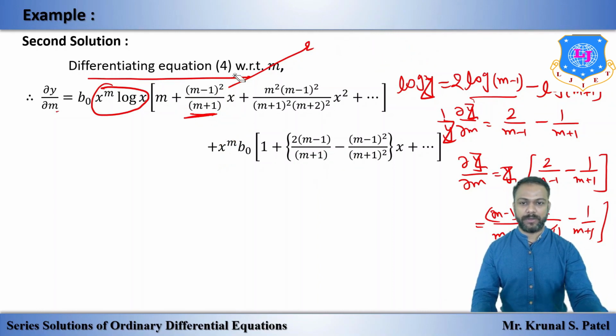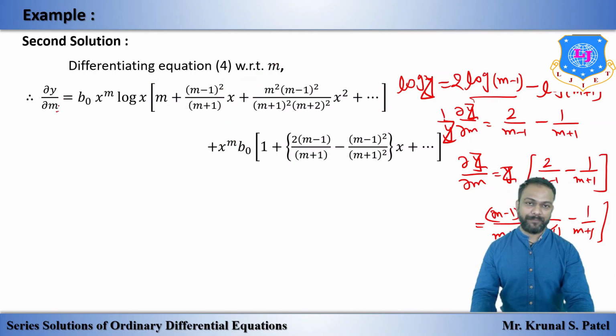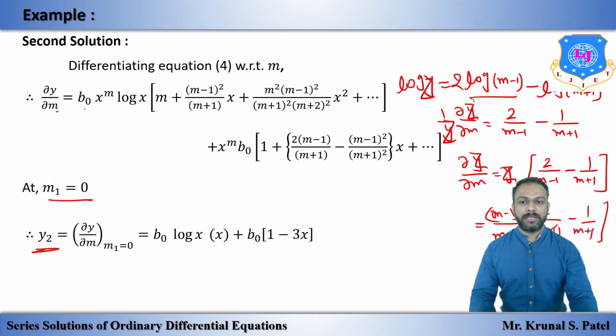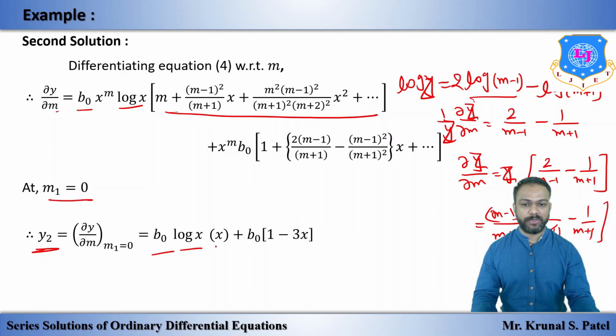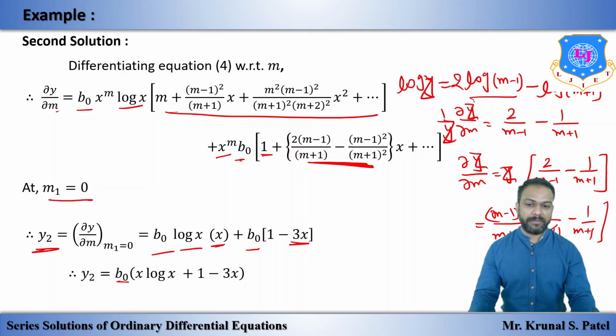So this is our del y by del m, and we will put m1 equal to 0 in this. So we have y2 is equal to b0, x raised to 0 is 1, so log x, and we know that this will give us x because we already found it in the first solution. Now this becomes 0, so x raised to 0 becomes 1, so we have b0 and 1, and this gives us minus 3, so minus 3x. Now we can take b0 common, so we have x log x plus 1 minus 3. This is our second solution.